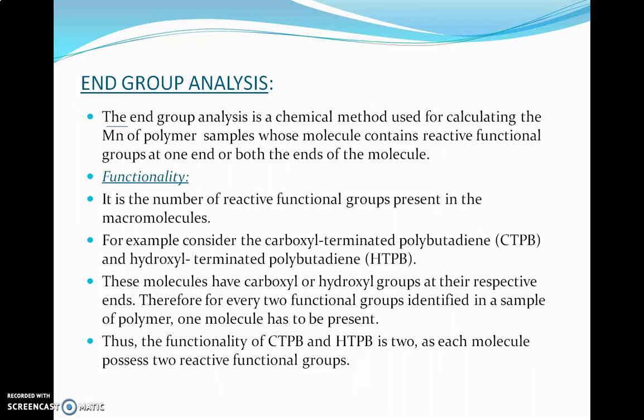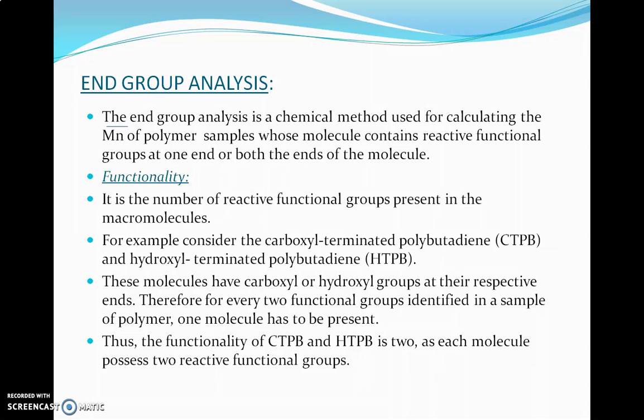For example, let us consider the carboxyl terminated polybutadiene represented as CTPB and hydroxyl terminated polybutadiene represented as HTPB. These molecules have carboxyl or hydroxyl groups at their respective ends. Therefore, for every two functional groups identified in a sample of polymers, one molecule has to be present. We know that in the two polymers, CTPB and HTPB, there are two carboxyl or two hydroxyl groups present in the polymer chain.